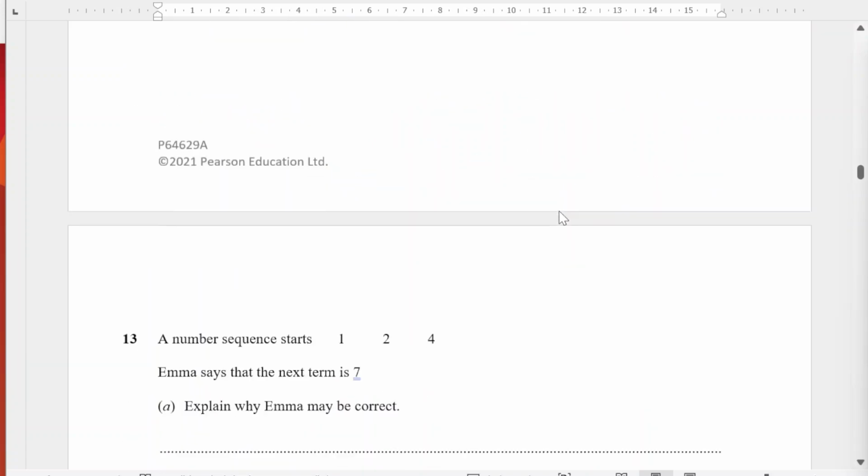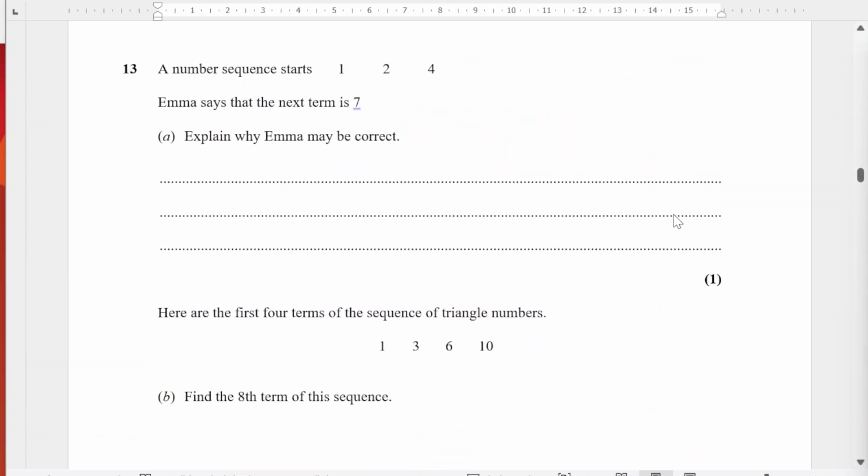Okay, on to question 13. Number sequence starts 1, 2, 4. Emma says that the next term is 7. Explain why Emma may be correct. So Emma is saying that the next term is 7. There's no guarantee it's 7, but we're looking for what pattern that Emma has kind of spotted.